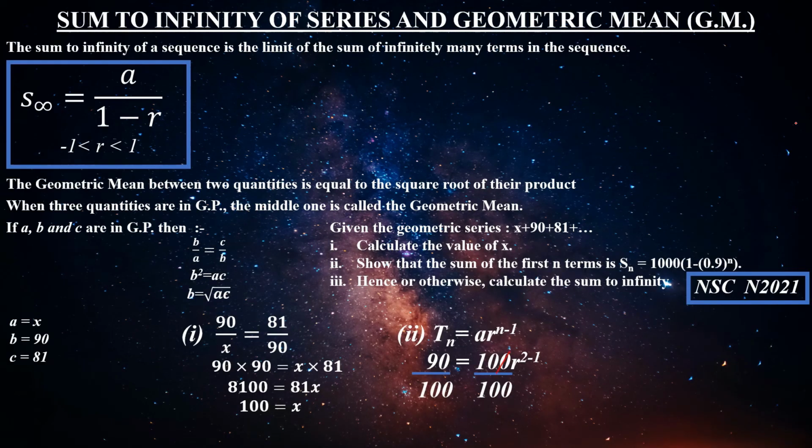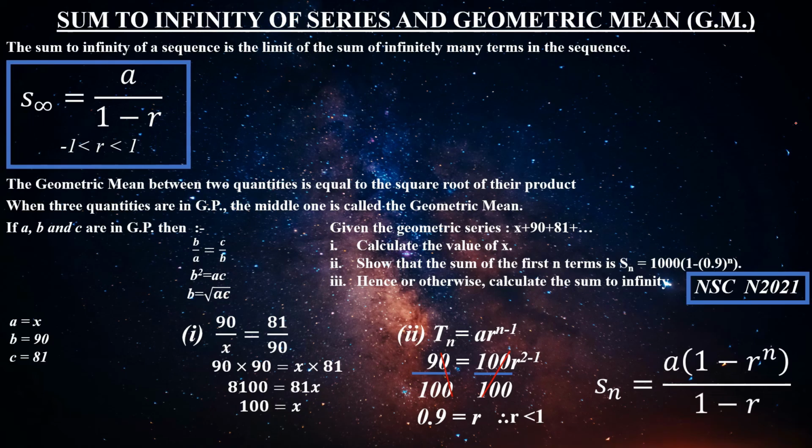I'm going to be left with 90 over 100, and if we divide 90 by 100, we're going to get 0.9, and r to the power 2 minus 1 is going to give me r. And the answer is going to be 0.9. And now it's a matter of plugging that into my formula. Okay, so r is less than 1, so we're going to use this first formula for the sum of a geometric series. This is the formula that we're going to use. Now let's put this on a big page.